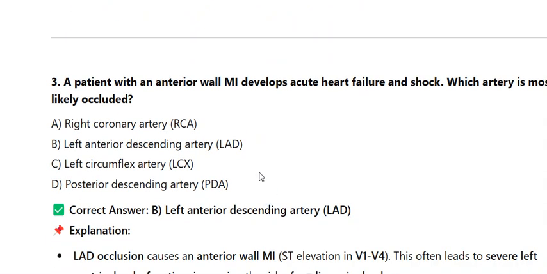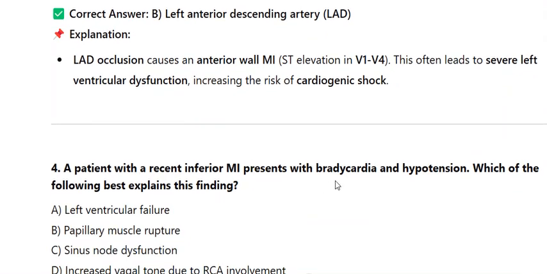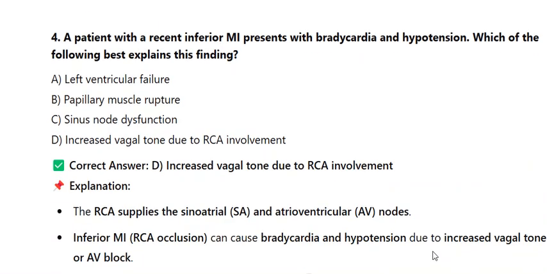4. A patient with a recent inferior MI presents with bradycardia and hypotension. Which of the following best explains this finding? A. Left ventricular failure. B. Papillary muscle rupture. C. Sinus node dysfunction. D. Increased vagal tone due to RCA involvement. Correct answer: D. Increased vagal tone due to RCA involvement. Explanation: the RCA supplies the sinoatrial (SA) and atrioventricular (AV) nodes. Inferior MI with RCA occlusion can cause bradycardia and hypotension due to increased vagal tone or AV block.